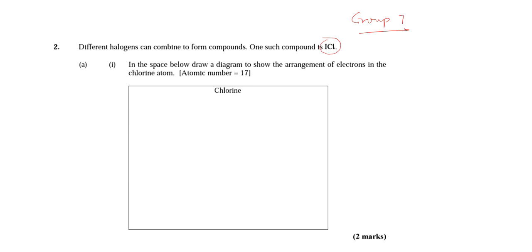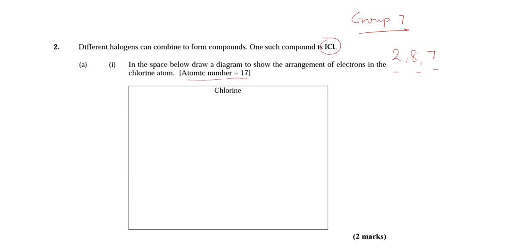Now the atomic number for chlorine they gave us as 17, which means that the electronic configuration will be 2, 8, 7. If we add up these numbers here, we should get 17. We know that in our first shell we will have 2 electrons, our second shell will have 8, and the remaining electrons will fill in the third shell. So 2 plus 8 will give me 10, and 10 plus 7 will give me 17.